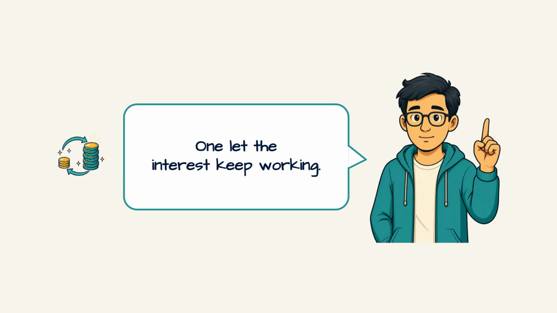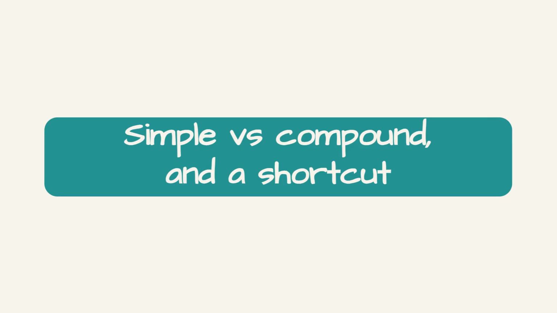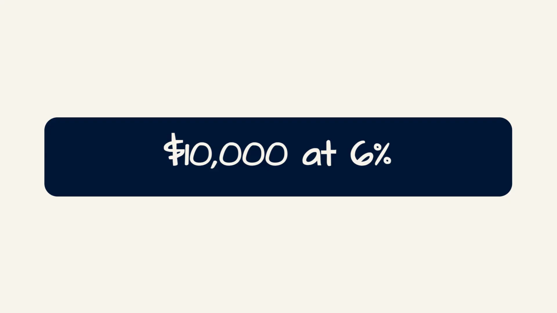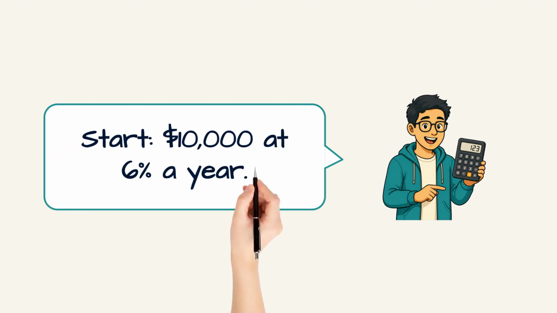can never unsee it. By the end of this, you'll understand exactly how the two differ. You'll see the rule of 72 that lets you estimate growth in your head, and you'll know why starting today beats starting richer later. Let's put real numbers on the board and follow them, year by year. We begin with $10,000, growing at 6% a year. Same start, same rate, for both methods.